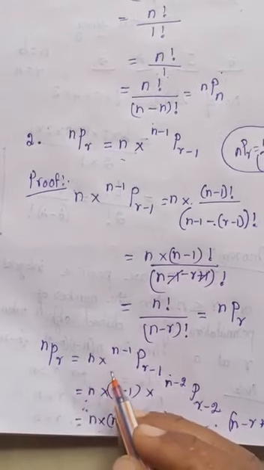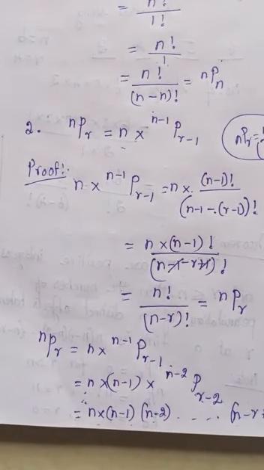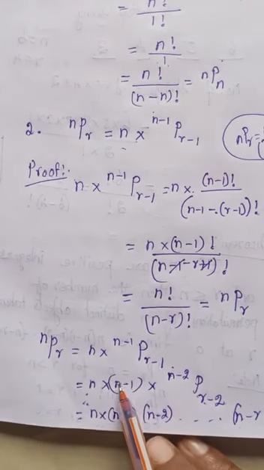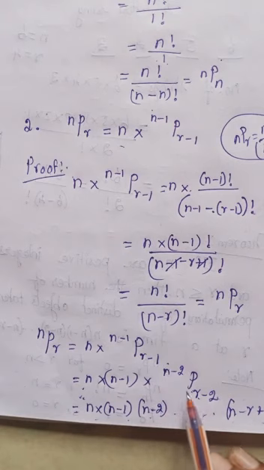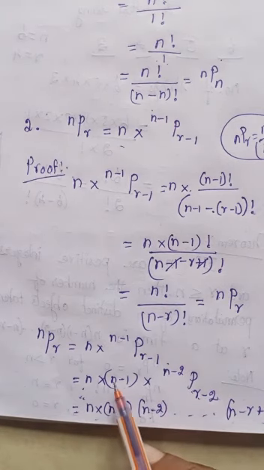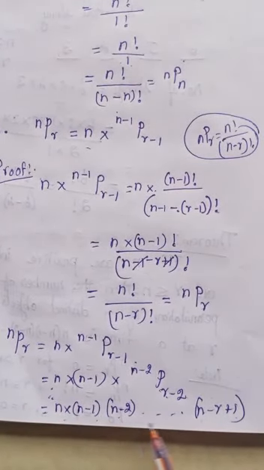nPr is equal to n into (n minus 1)P(r minus 1). The same thing we can write as n into (n minus 1) into (n minus 2)P(r minus 2). Continuously when we expand, at the last step we may get n into (n minus 1) into (n minus 2) etc., up to (n minus r plus 1). So that is what we learned in the first theorem.